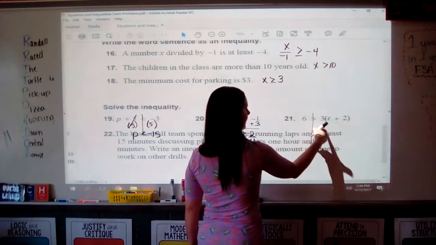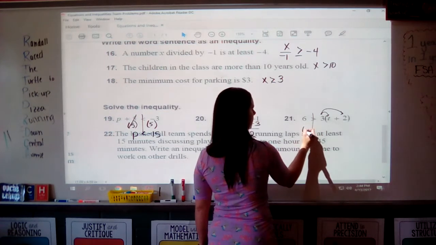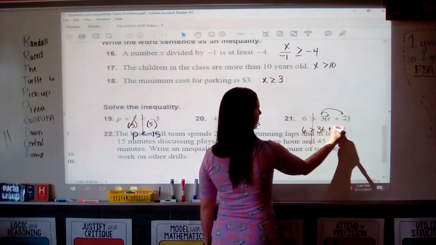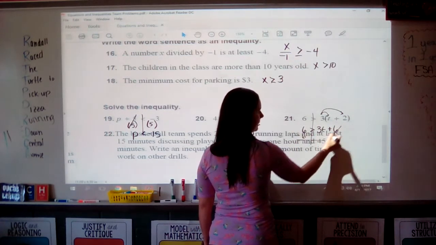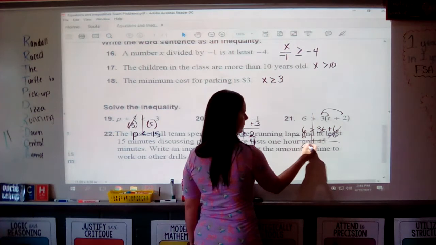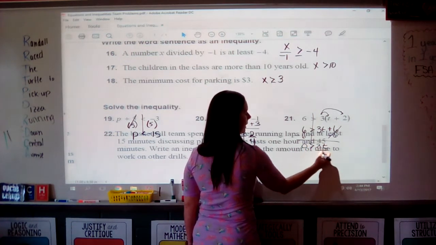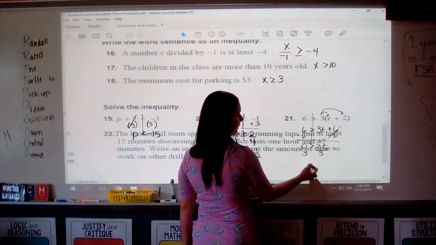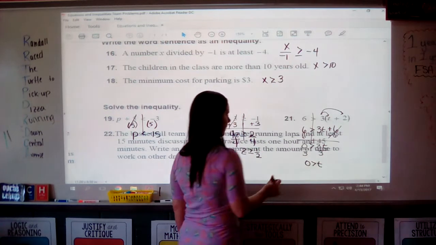Number 21, I see that I need to distribute my 3 to everything inside. So I'm going to rewrite this as 3t plus 6. Start with addition or subtraction first. Now I'm going to divide both sides by 3. And 0 divided by 3 is going to give me 0 is greater than t.